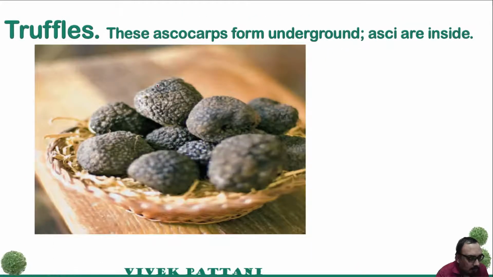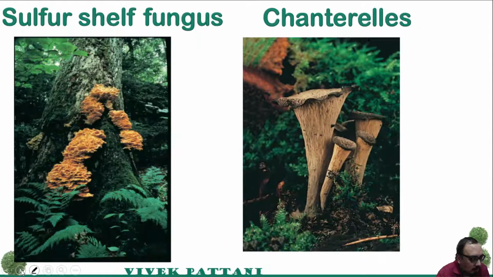Now comes the truffles. These are the ascocarps, which form underground, and the asci are basically inside.